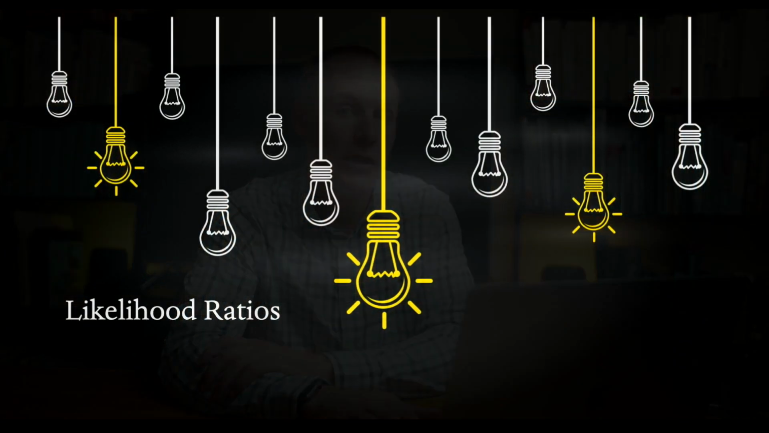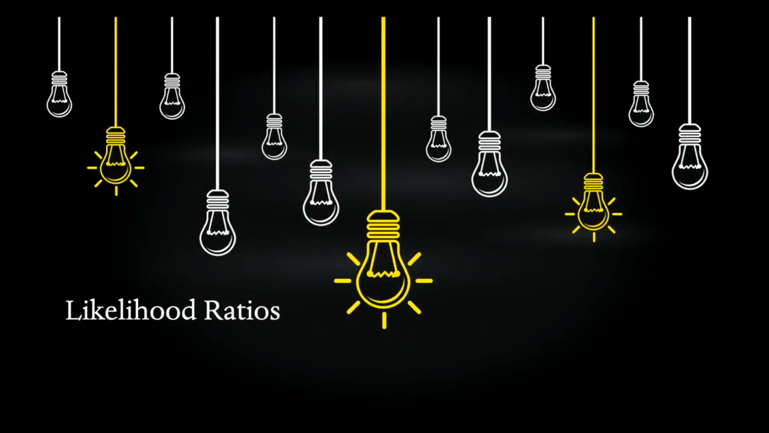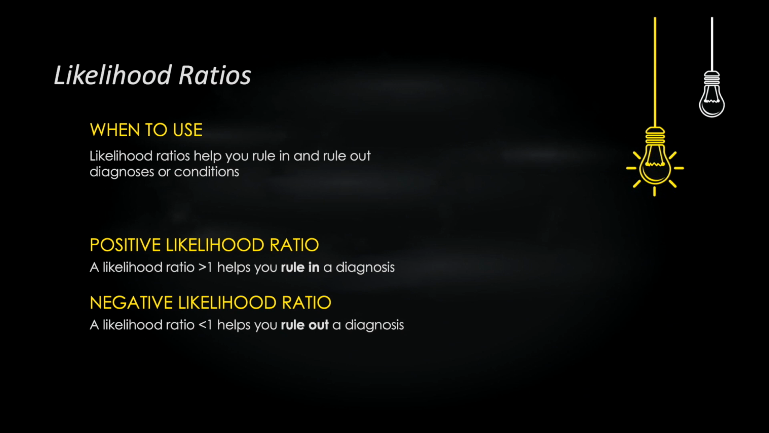Our topic is likelihood ratios. So what are likelihood ratios? Likelihood ratios help you to rule in and rule out diagnoses or conditions. A positive likelihood ratio, a number greater than 1, helps you rule in a diagnosis, and a negative likelihood ratio helps you rule out a diagnosis. That's a number less than 1.